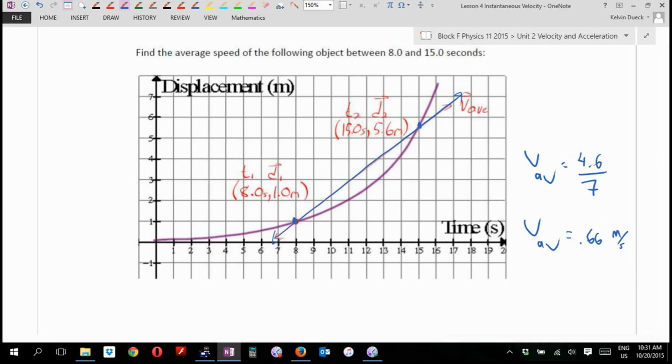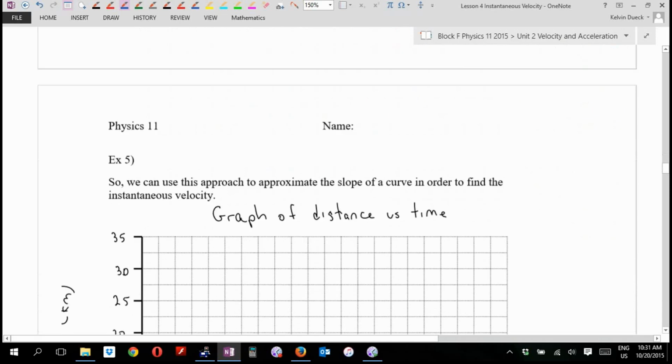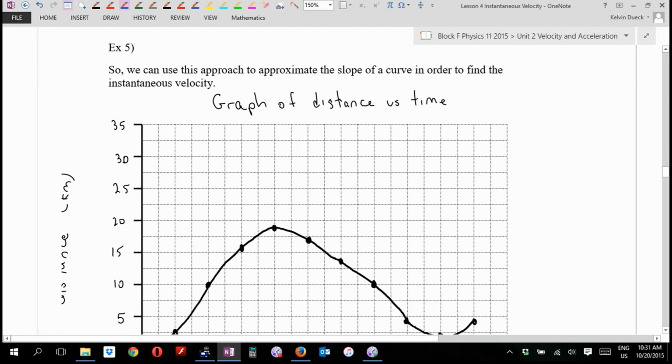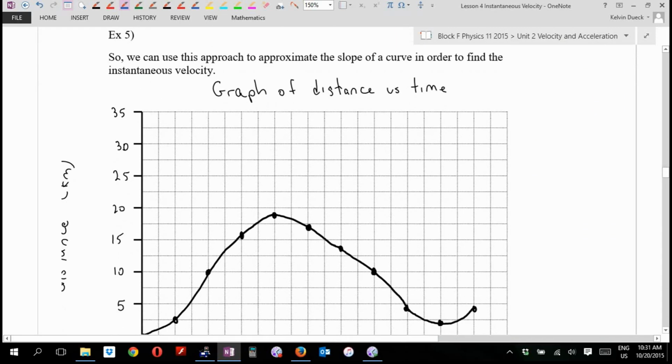This is how we find the instantaneous slope. You lay your ruler down, which is why I said you needed a ruler or a straight edge, and you try and eyeball the slope. Now, Sir Isaac Newton found a way to actually do that exactly mathematically so that everyone gets the same answer no matter how well you lay your ruler down. You calculate it. There is a way to do it. Take calculus next year. One more and I'm going to shut up. So we can use this approach to approximate the slope of a curve in order to find the instantaneous velocity.